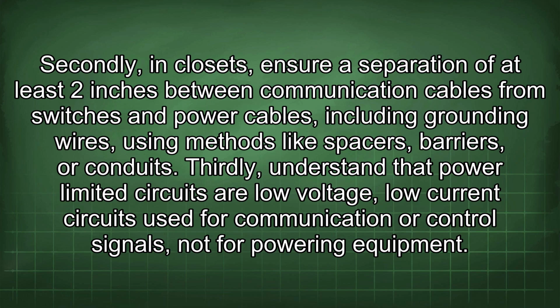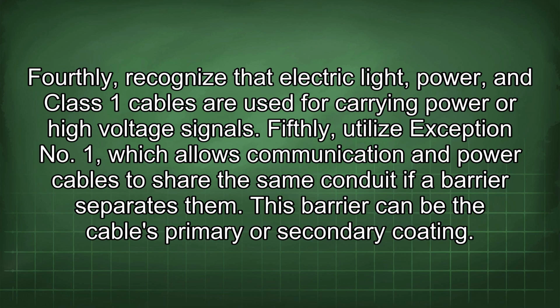Thirdly, understand that power-limited circuits are low voltage, low current circuits used for communication or control signals, not for powering equipment. Fourthly, recognize that electric light, power, and Class 1 cables are used for carrying power or high voltage signals. Fifthly, utilize exception No. 1, which allows communication and power cables to share the same conduit if a barrier separates them. This barrier can be the cable's primary or secondary coating.